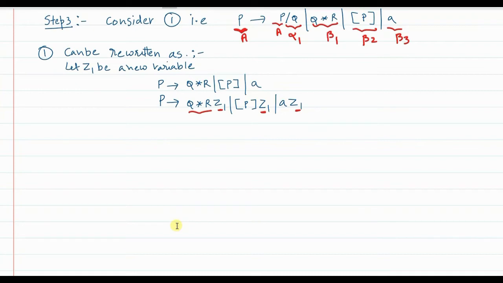So in short, I can cascade these two productions and write them as one production. I will remove this and continue writing the terms for the top production here only. So next term is Q into R Z1. So I have taken this term. Then next term is bracket P Z1. So this term I have taken, or A Z1. So this term also I have taken.